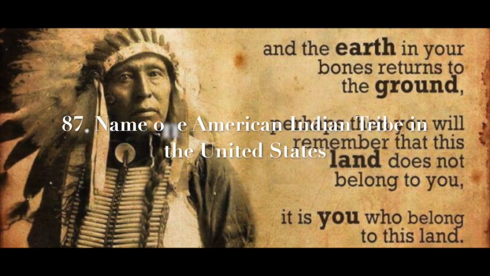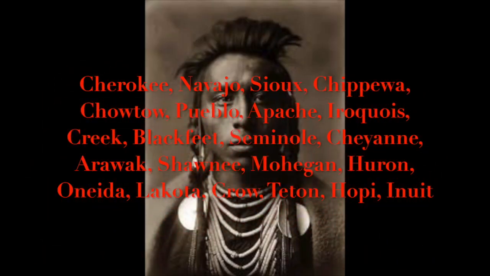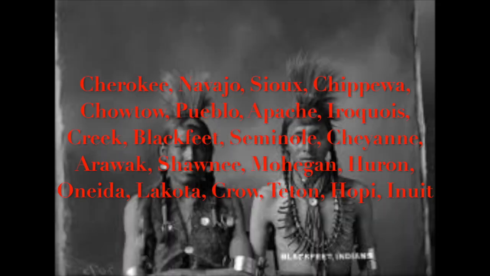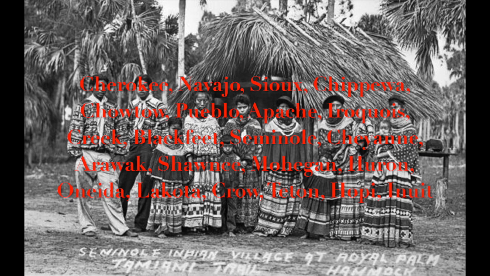Question 87. Name one American Indian tribe in the United States. Your answer could be one of these: Cherokee, Navajo, Sioux, Chippewa, Choctaw, Pueblo, Apache, Iroquois, Creek, Blackfeet, Seminole, Cheyenne, Arawak, Shawnee, Mohegan, Huron, Oneida, Lakota, Crow, Teton, Hopi, and Inuit.